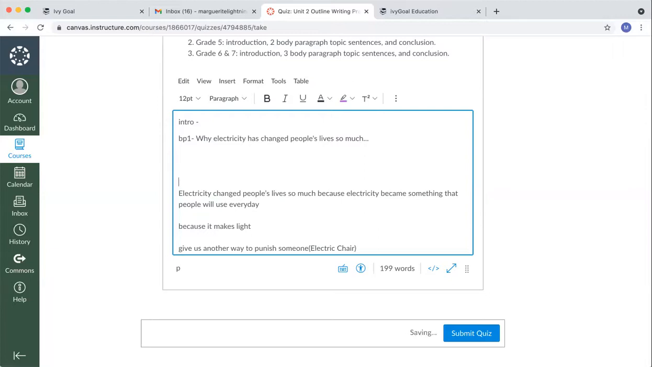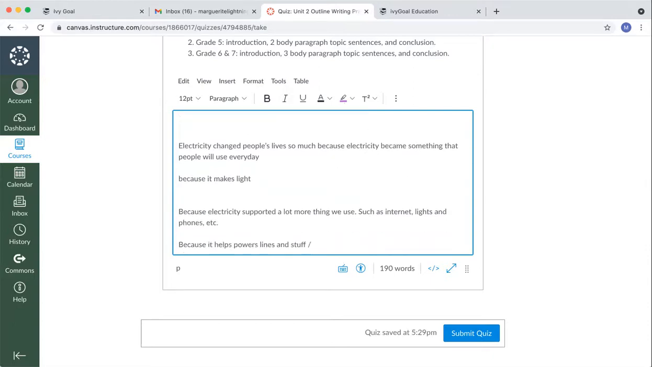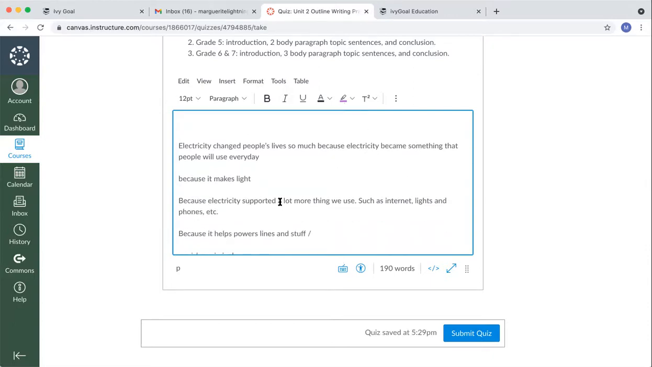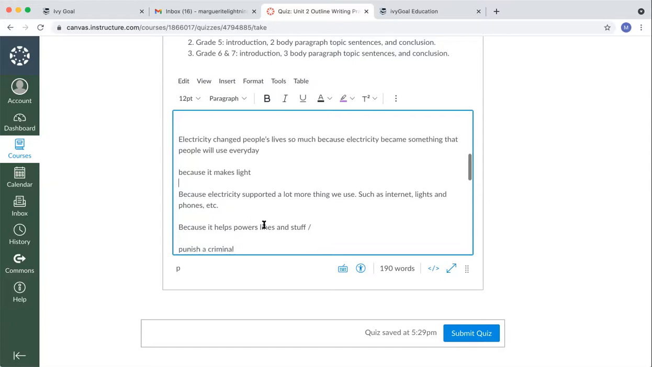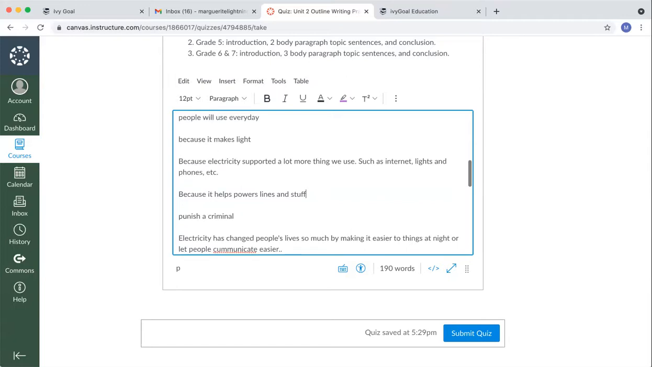It gives us another way to punish someone. Ooh, I don't really want to focus on that. Because electricity supported a lot more things that we use, such as internet. Yes, daily. Yeah. How do you punish someone with computers and iPads? Yeah. We need stuff like computers, iPads.